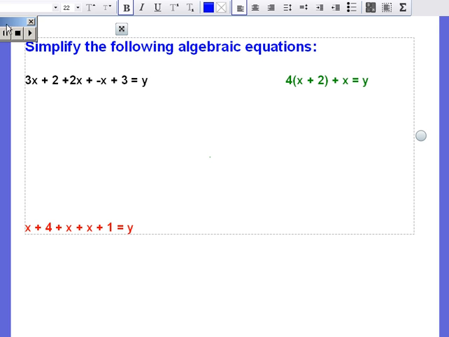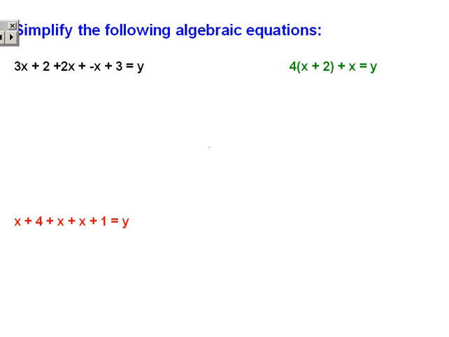Okay, we're going to be looking at simplifying algebraic equations. I am going to try to state properties as we use them. So when I look at this equation, 3x plus 2 plus 2x plus negative x plus 3, the first thing that I want to do is get all of my x's together and all of my numbers together.